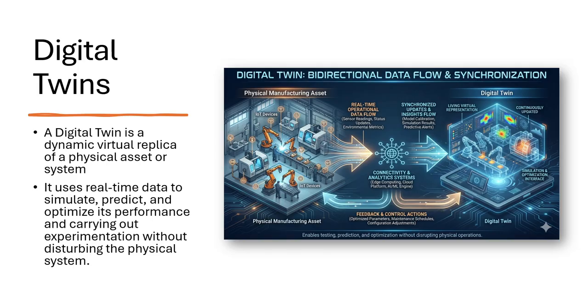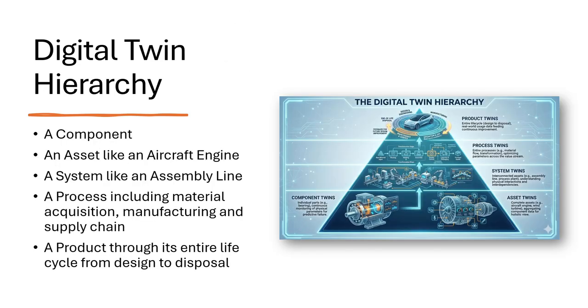A digital twin is a dynamic virtual replica of a physical asset or system. It uses real-time data to simulate, predict, and optimize its performance, and for carrying out experimentation without disturbing the physical system. Digital twins can be created for a component, an asset like an aircraft engine, a system like an assembly line, a process including material acquisition, manufacturing, and supply chain, and a product through its entire life cycle from design to disposal.